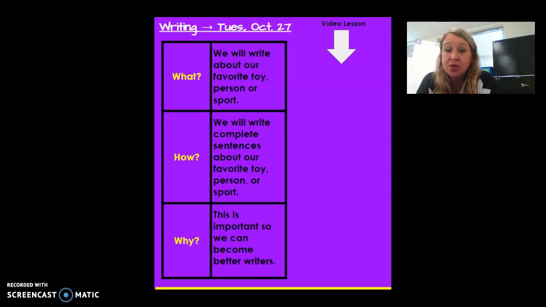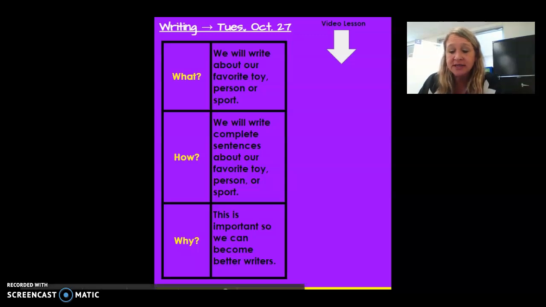Today we are going to write about our favorite toy, our favorite person, or our favorite sport. We will write complete sentences about our favorite toy, person, or sport. This is important so that we can become better writers.